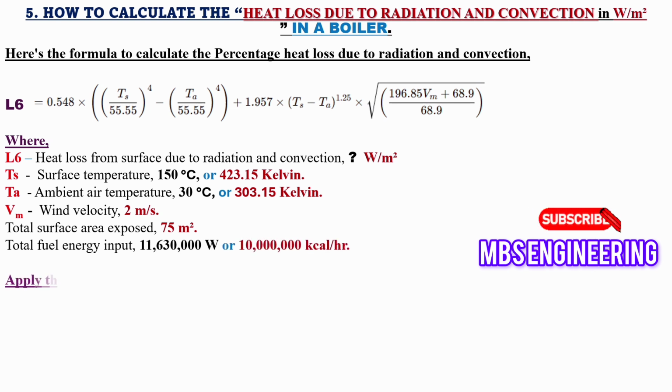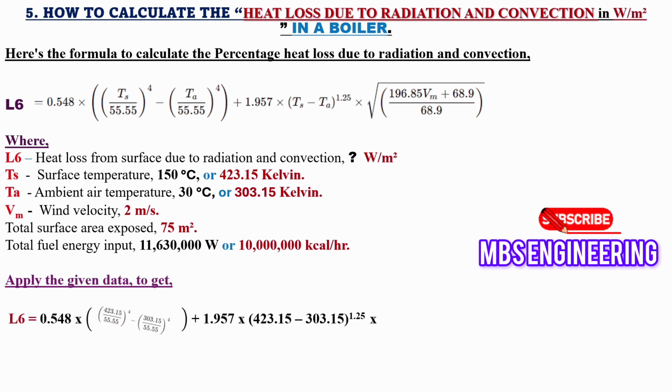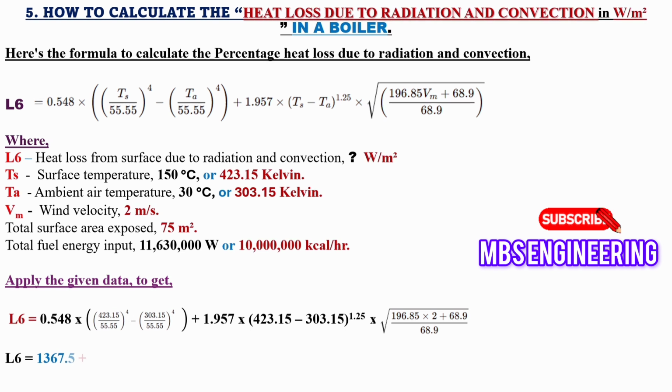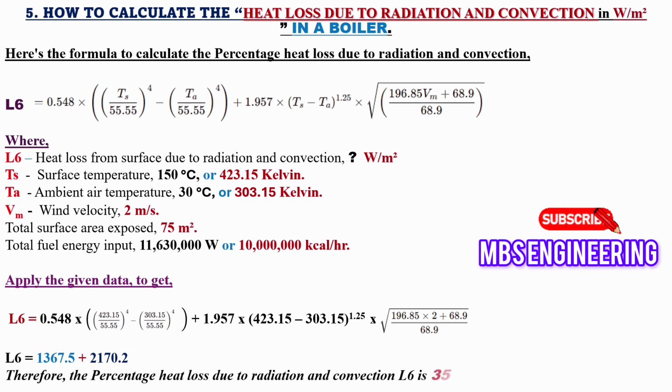Apply the given data to get the heat loss due to radiation and convection in watt per meter square. L6 is equal to the sum of the radiation heat loss plus convection heat loss. Based on the given data and further calculations, heat loss L6 equals 1367.5 plus 2170.2. Therefore, the heat loss due to radiation and convection, L6, is 3537.7 watt per meter squared.